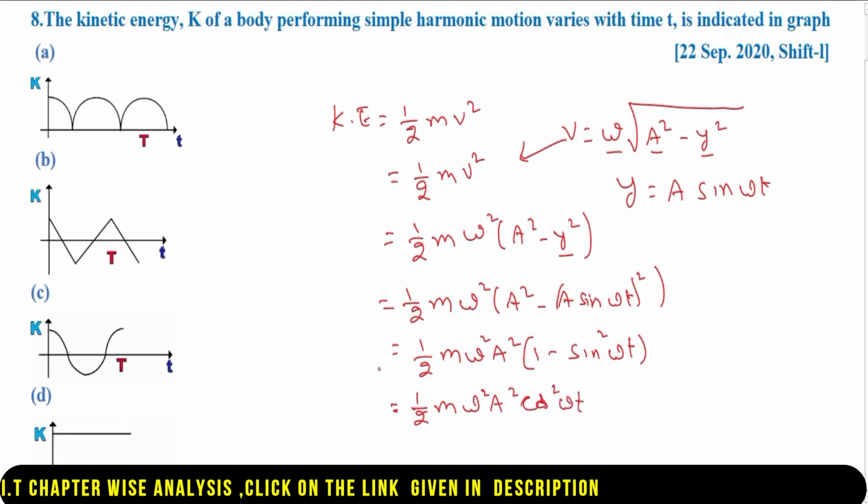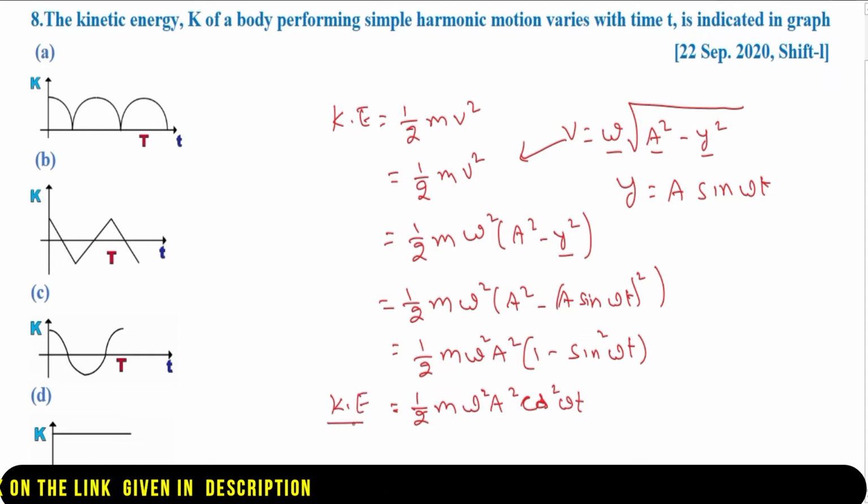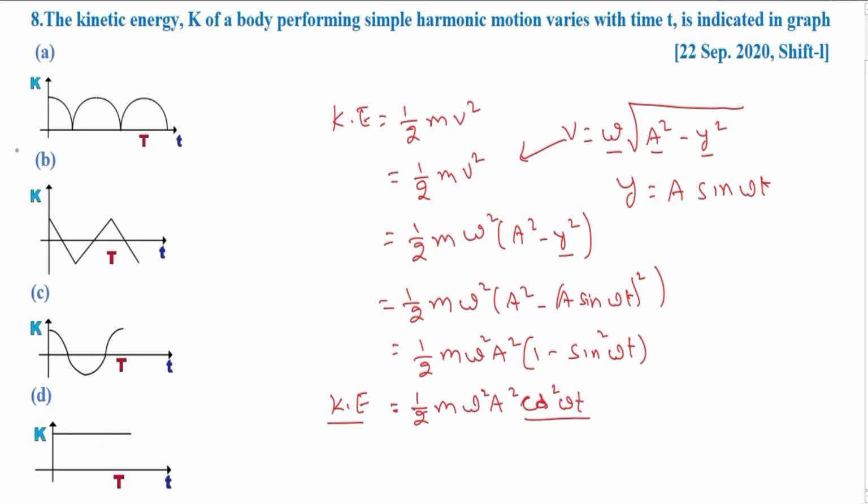Okay, so this is the expression for kinetic energy. From this it is clear that the variation in kinetic energy will be similar to that of the variation in the cos square omega t graph, which is option A in our present sum. So this is how the kinetic energy with respect to time will vary. Now let us go to our next question.